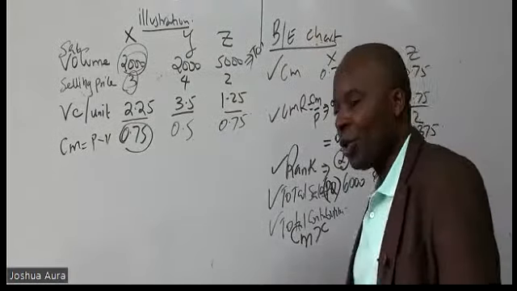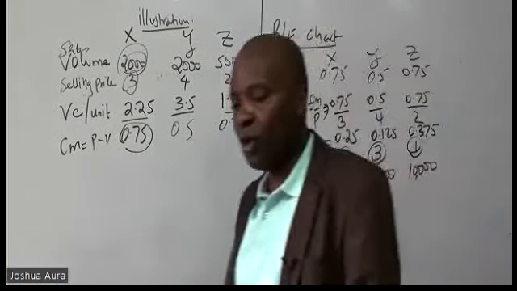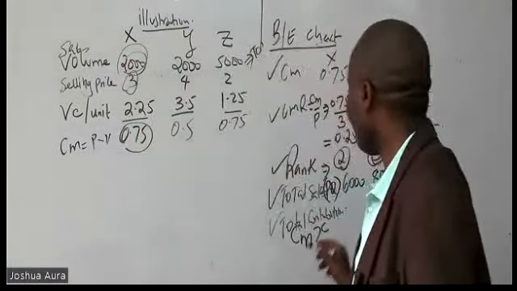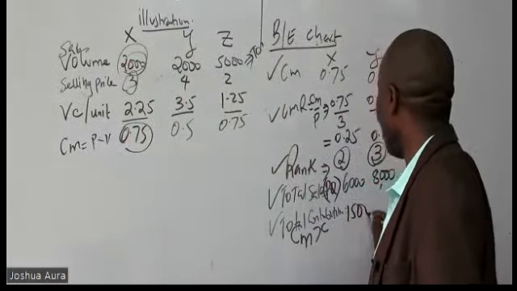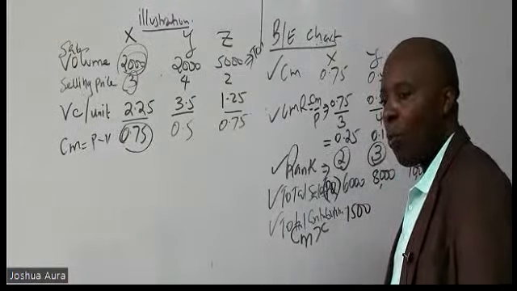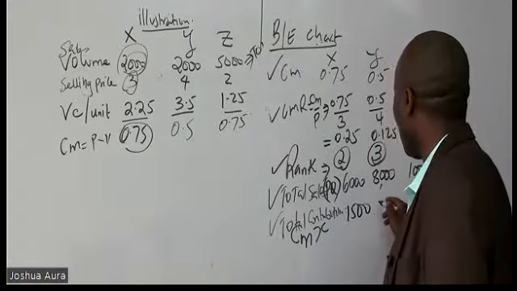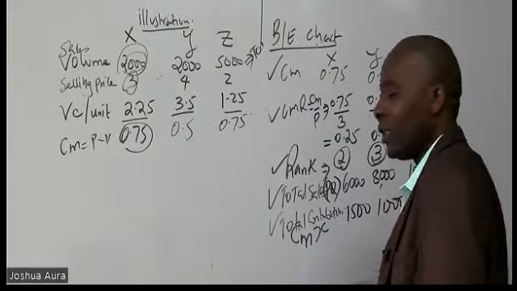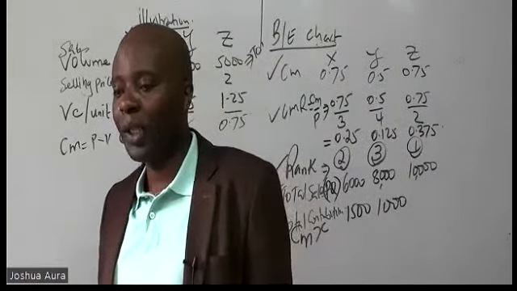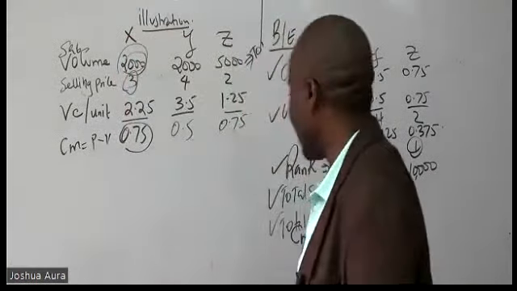For total contribution, what do I have? I can see 1,500. Thank you very much. And then the second one will be 1,000, I'm told. And the last one is 3,750.